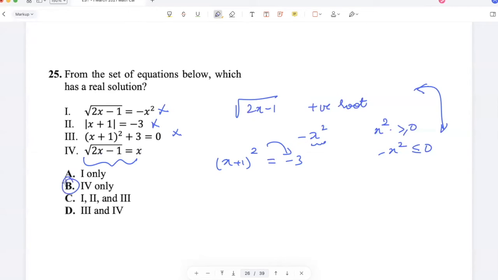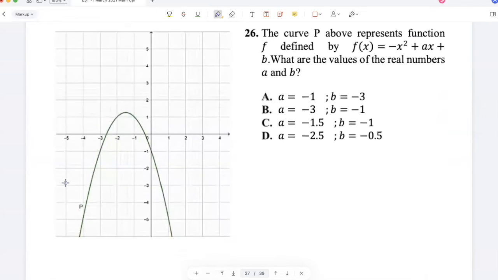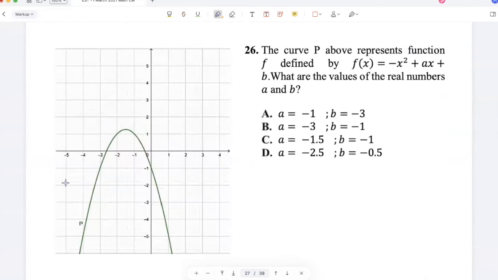only. Okay, the curve P above represents function f defined by this. What are the values of the real numbers a and b? Okay, so we can work with some of the points. So we see that the y-intercept is -1. So which means that b has to be -1, right? Because b is the y-intercept in this equation. So I can write f of x is -x squared plus ax minus 1, right?